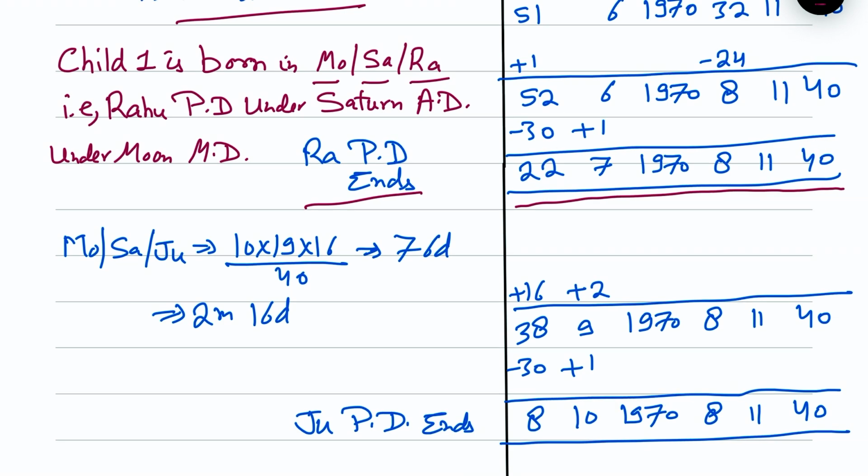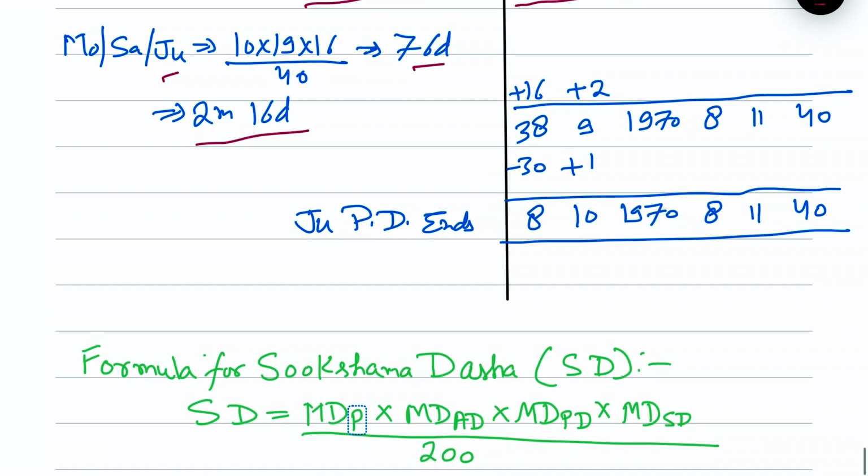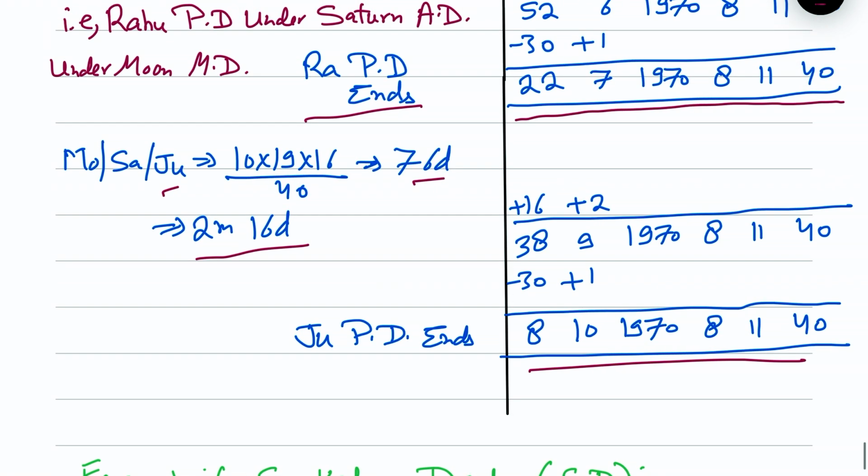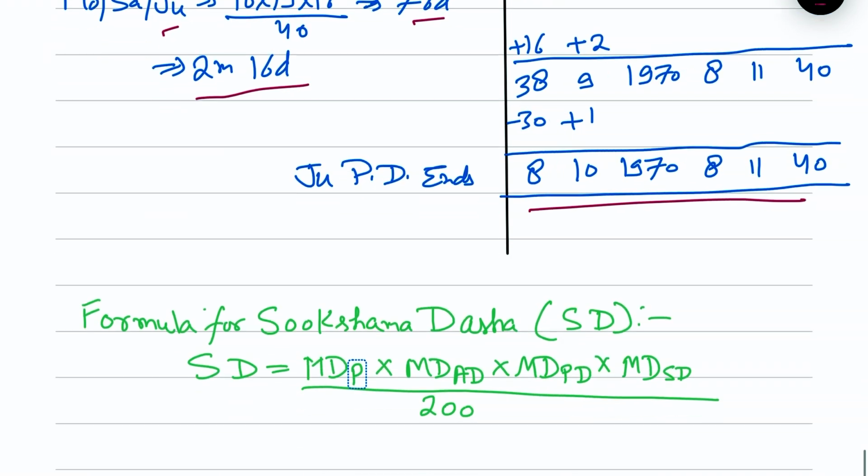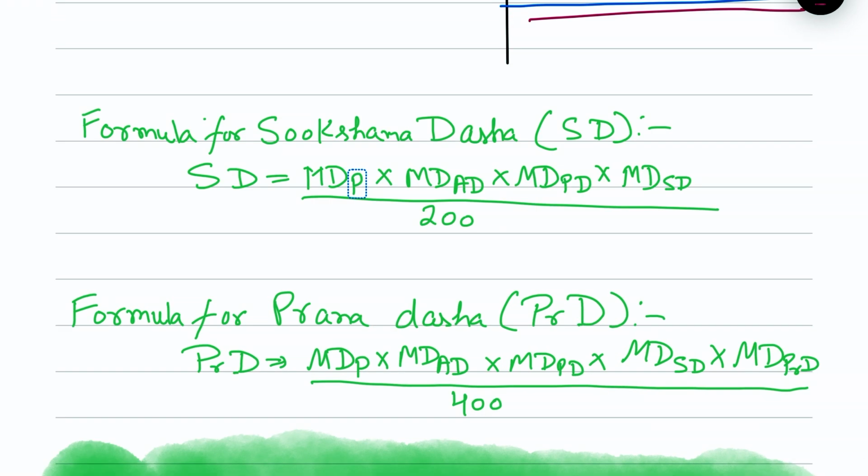After that comes Jupiter. Jupiter is of 76 days, which is 2 months and 16 days. So it ended over here. We just have to track till the time of our event in the exam. After that, we stop the calculation. The formula for Shukshma and Pran Dasha is written over here, but I am not doing the calculation because in the exam, at most we have to do the calculation till Pratyantar Dasha.